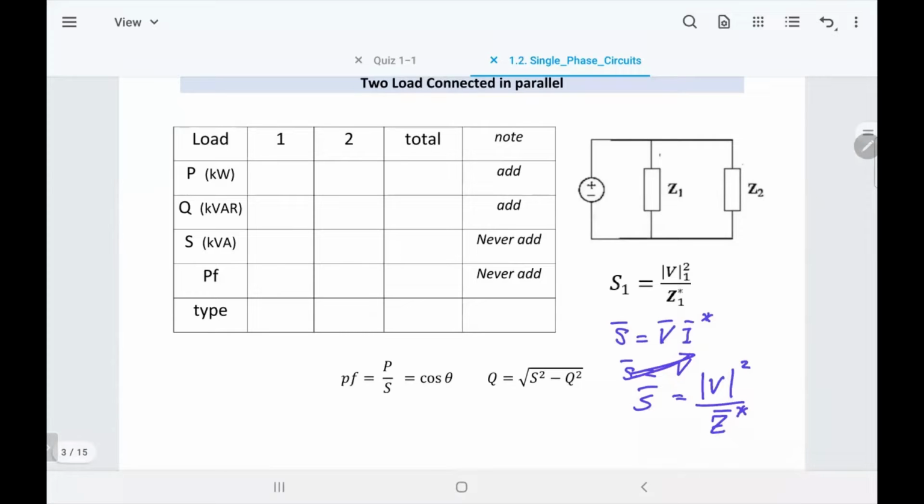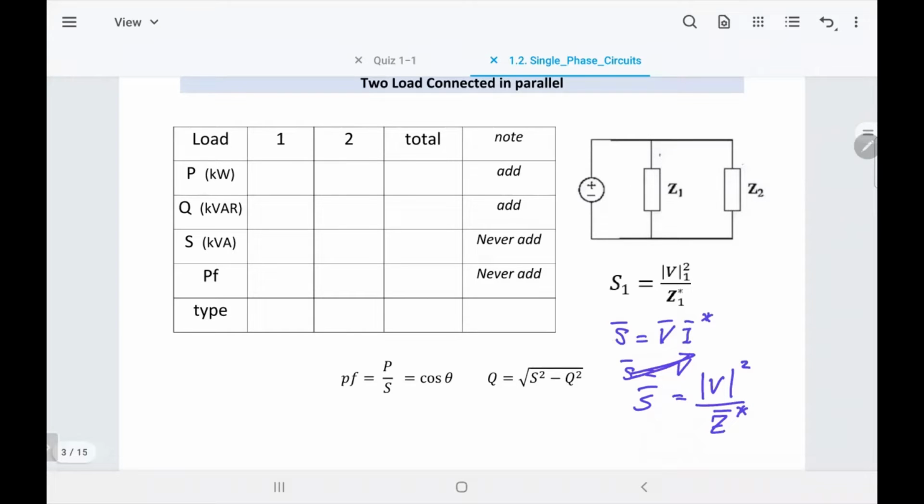It's very similar to the power that you learned before with DC, where we say the power is equal to I squared R, V squared over R, or V times I, right? It's the same, but now we're replacing R with Z. And of course, don't forget the conjugate. So the complex power S is equal to the voltage times the conjugate of current, or the voltage squared over Z conjugate. Which voltage is important again? Any voltage? No.